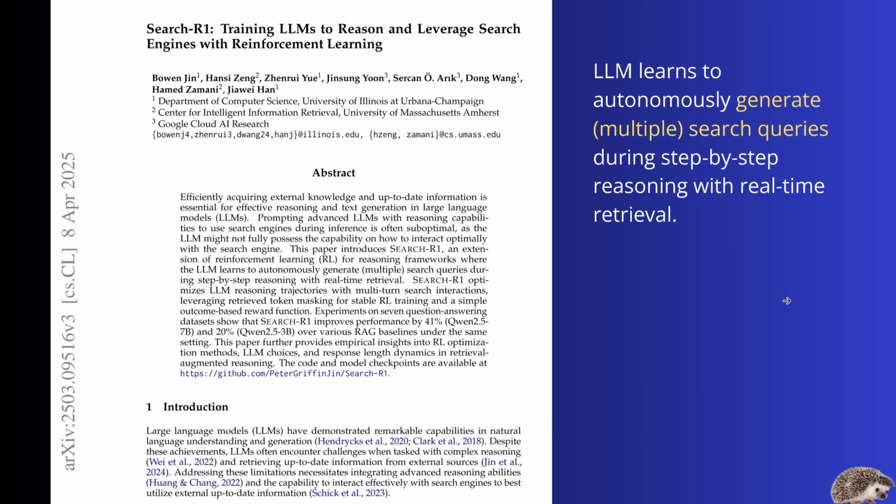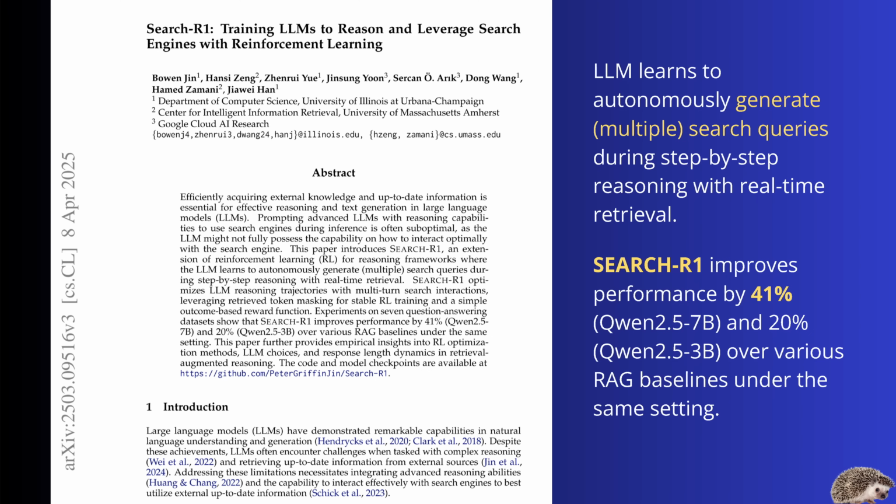And this was really a very important paper with some great performance improvements, because the LLM learns now, and later the agent, to autonomously generate multiple search queries during the step-by-step reasoning with the real-time retrieval. So you learn on the real available data volume, on the data quality of this particular moment in time. And you don't have to reference some data quality from maybe a month back, maybe a week back, or whatever. So you have a real-time optimization problem that you can solve.